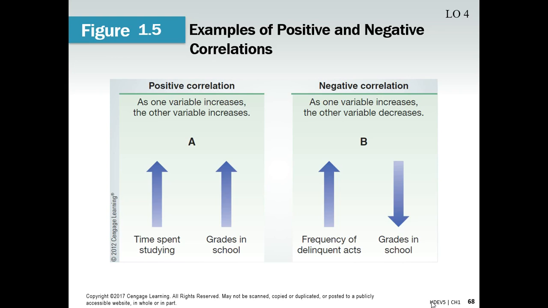And here they give the example of time spent studying versus your grades in school. For the most part, this tends to be the case. The more you study, the higher your grade. And the less you study, the lower your grade. So that's a positive correlation. A negative correlation is where one variable is going up, the other one is going down. A classic example of this is the frequency of delinquent acts, or how often you get in trouble with the law, tends to have a negative correlation to your grades in school.